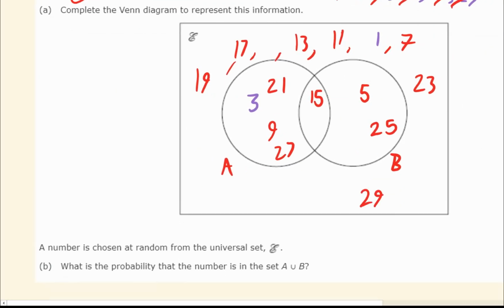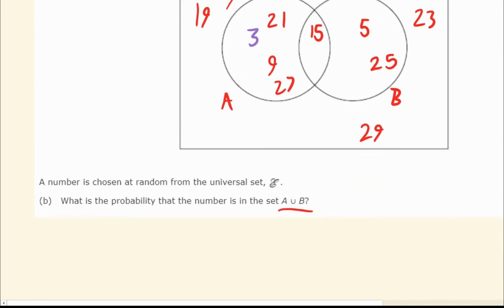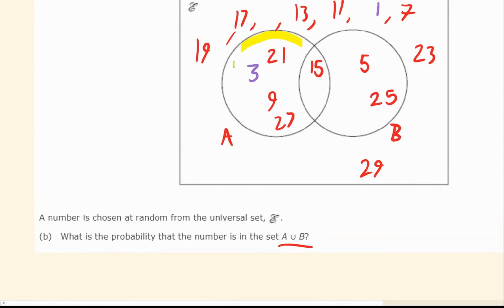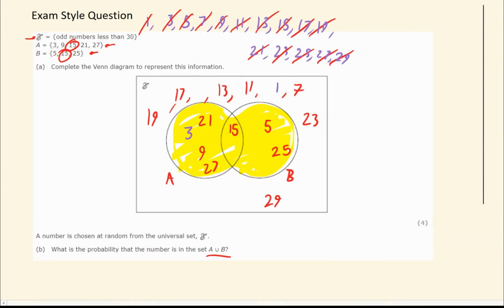Okay, then we've got a typical question: a number is chosen at random, work out the probability that the number is in A or B. So A or B can be in either circle or both circles. So for a number at random, what's the odds it falls into this group here? For this, we're just going to count our numbers. In my group, I have 1, 2, 3, 4, 5, 6, 7 numbers. So it'll be 7 out of how many numbers in total. All these numbers together come to 30. Yep, so 15. So it's 7 out of 15.